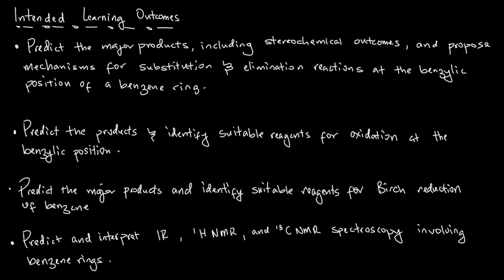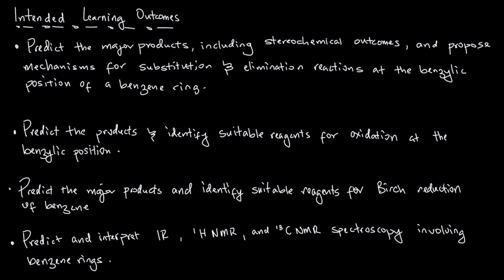It's my goal that by the end of this video, you'd be able to predict the major products, including stereochemical outcomes, and propose mechanisms for substitution and elimination reactions at the benzylic position of a benzene ring. You would also be able to predict the products and identify suitable reagents for oxidation at the benzylic position, and then you'll be able to predict the major products and identify suitable reagents for the reduction of benzene.